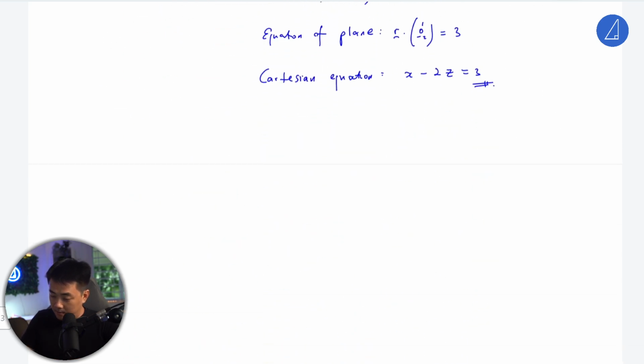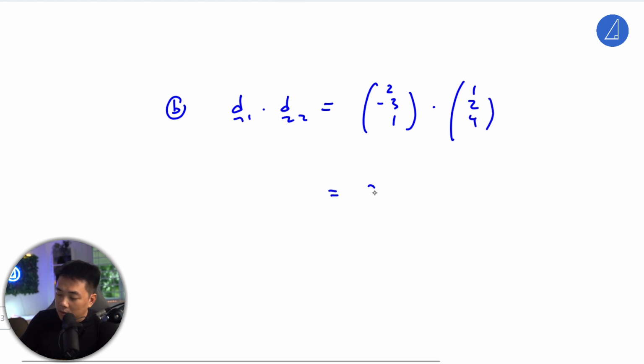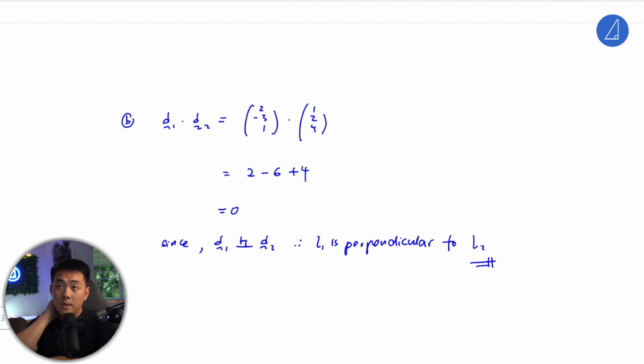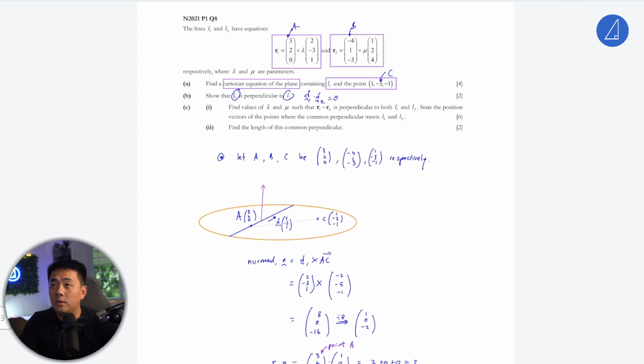Part B. I'm going to take D1 dot D2. That will be 2, -3, 1 dot with 1, 2, 4. That gives us 2 - 6 + 4, which is equal to 0. There you go. So since the dot product of the directional vectors is 0, it means L1 is perpendicular to L2. Okay, so let's look at part C.